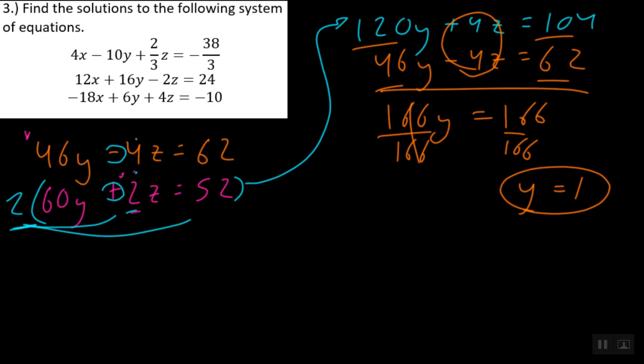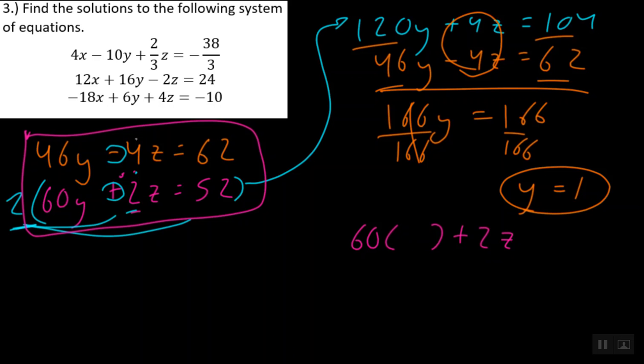Okay, now remember, once you get your first variable, you have to choose which one of these two by two systems we should use to plug it in. Personally, I think I'm going to choose the top one. Or actually, you know what, I'll choose the bottom one so I can switch the colors up here. So let's say we have 60y plus 2z is equal to 52. And we know that our y value is this positive 1, and now it can work.